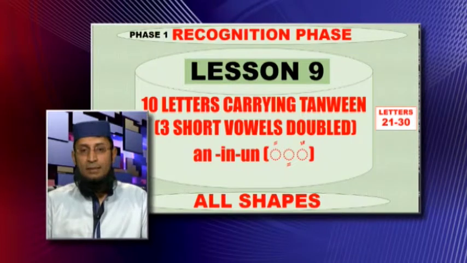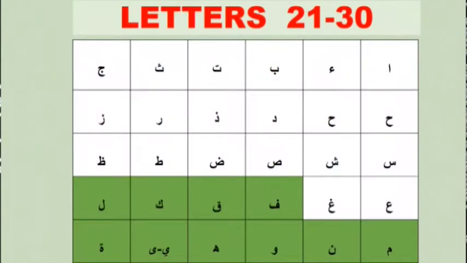We move on to lesson 9, which is the new lesson for today in the recognition phase, phase 1. And we want to complete the lesson on tanween, on fathatain, kasratain, dhammatain. So we focus on letters 21 to 30 for today. These are the last 10 letters from the Arabic alphabet. Right, this is what we need to do from the letter fe, letter fe or fa as we know it, up to the letter te or ta, which is the round ta, the ta marbuta. These are the 10 letters in green which we want to complete today, inshallah ta'ala.